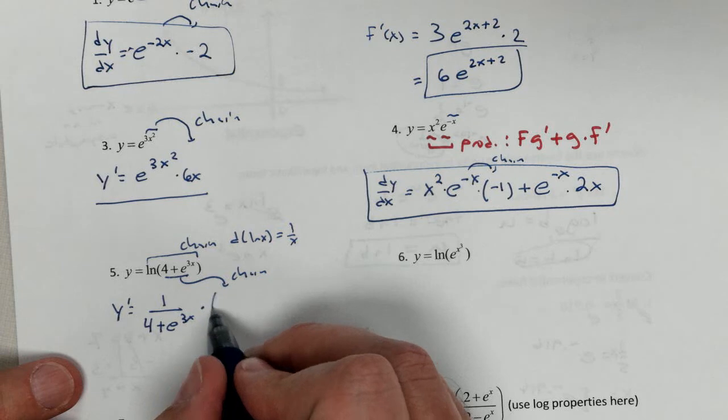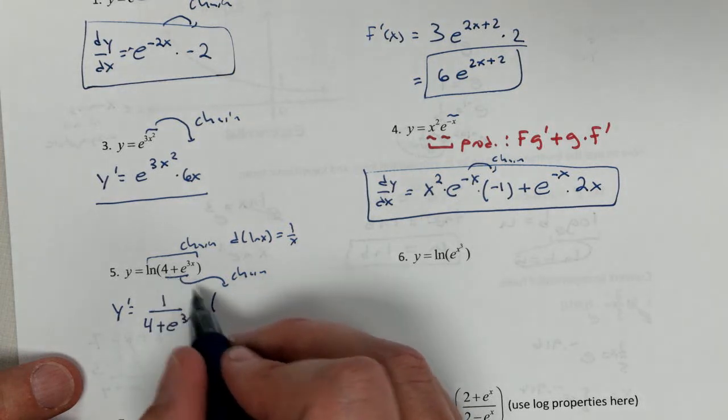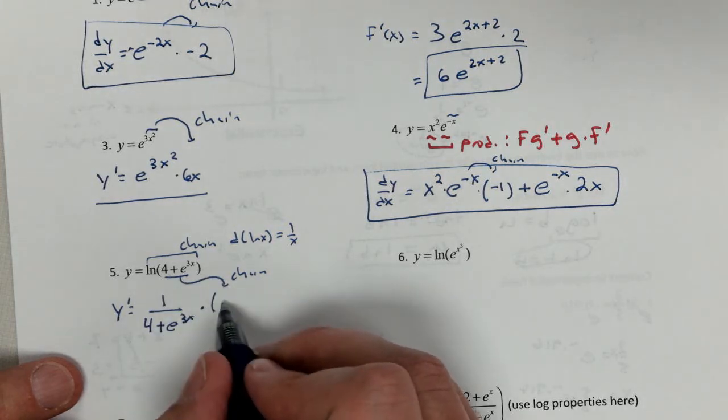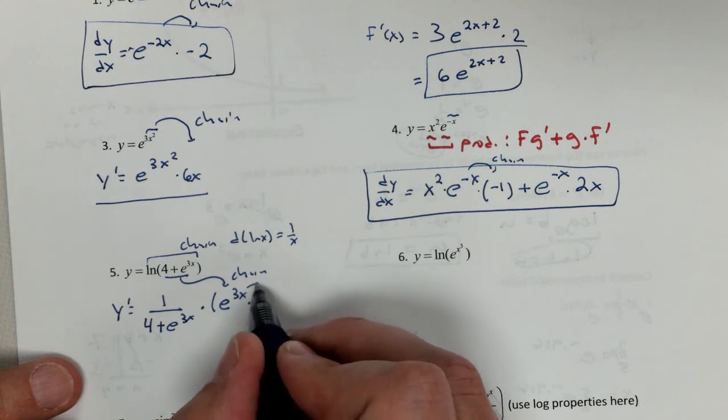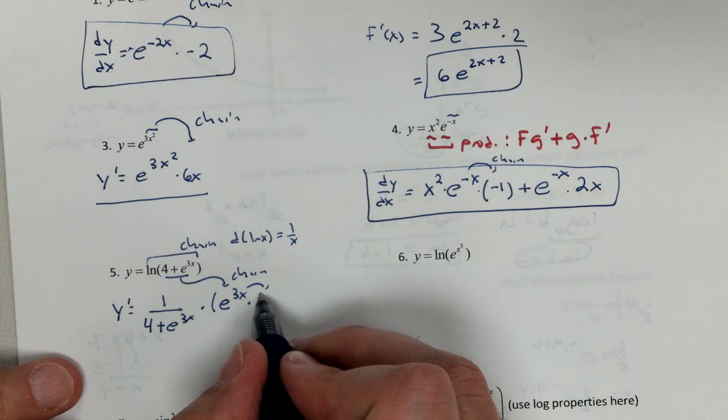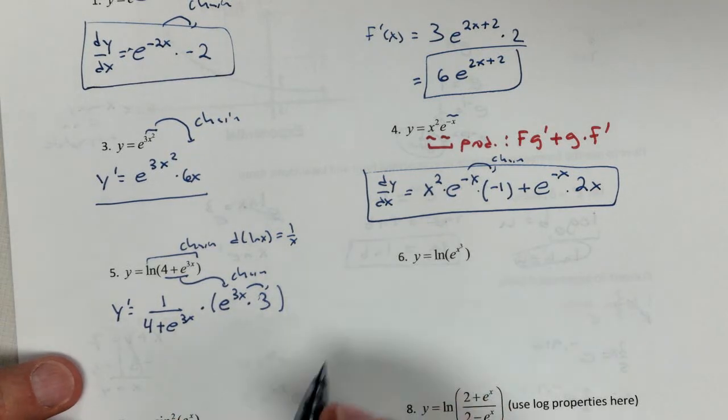And what's the derivative of our inside? Well, 4 is just 0. e to the 3x, be careful, is e to the 3x. But we have another chain. What's the derivative of 3x? 3. And there's our total derivative.